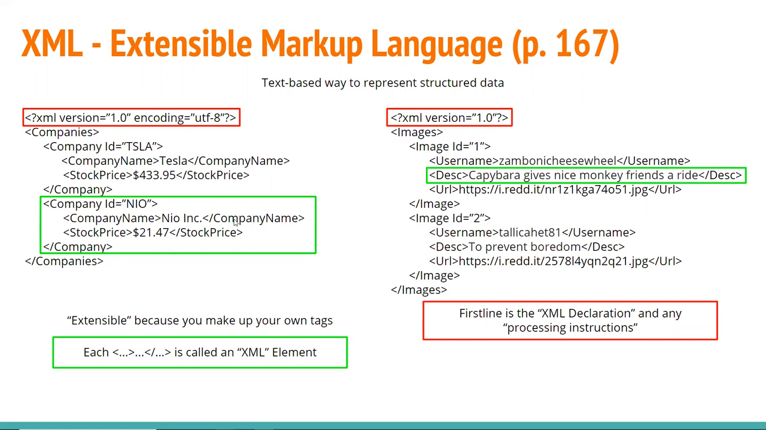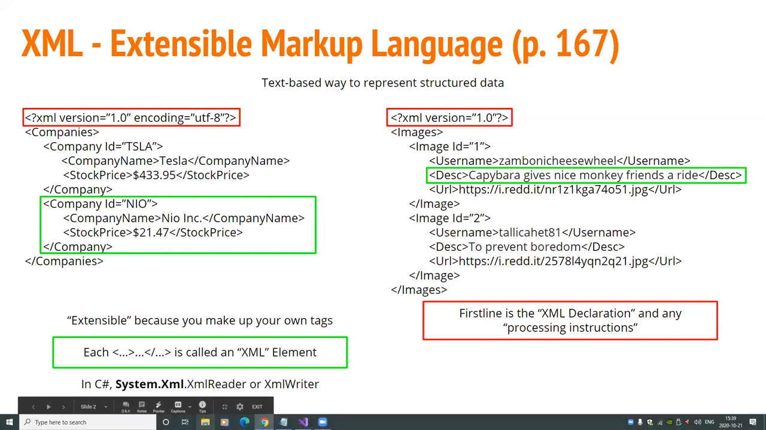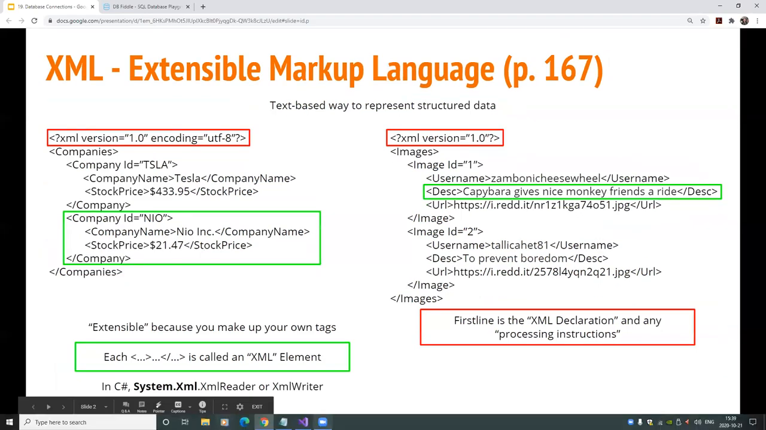Company name, Neo Inc., slash company name, that's another XML element. Stock price, slash stock price, that's another XML element. Likewise, on the right here, we have desk for description, so description to slash desk, that's one XML element. Any pair of opening and closing is what's called an XML element, in common parlance. Now we can get into practically using some XML in C#. What we'll use to work with and process XML is a namespace called System.Xml. System.Xml is the namespace we'll use to handle XML documents inside C#.